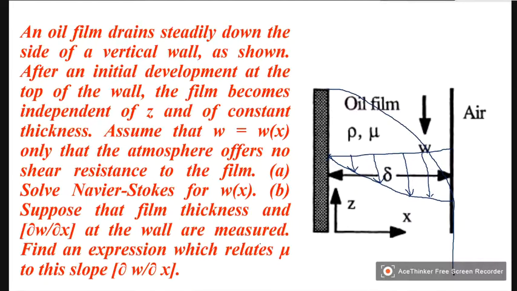See, here, this is all atmosphere. So, only you have atmospheric pressure. So, this is atmospheric pressure. Solve Navier-Stokes equations for W of x. Suppose that the film thickness and dou W by dou x at the wall are measured.